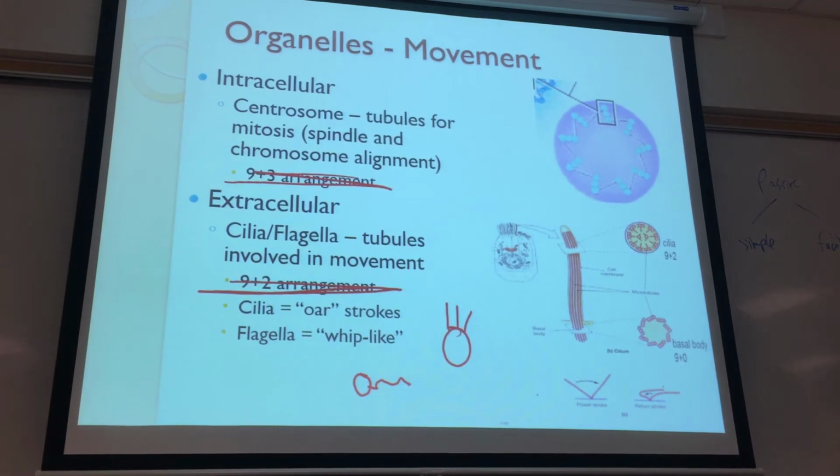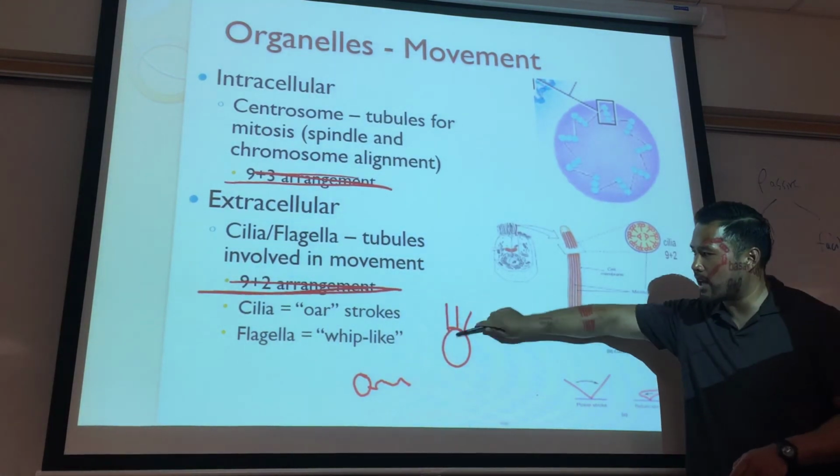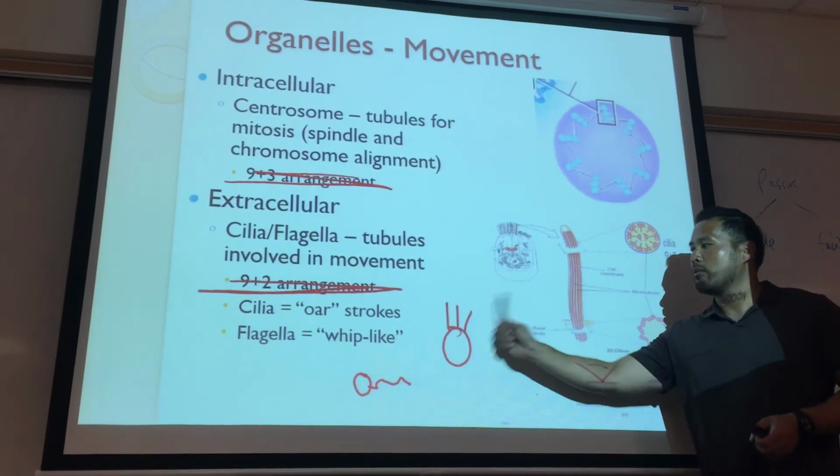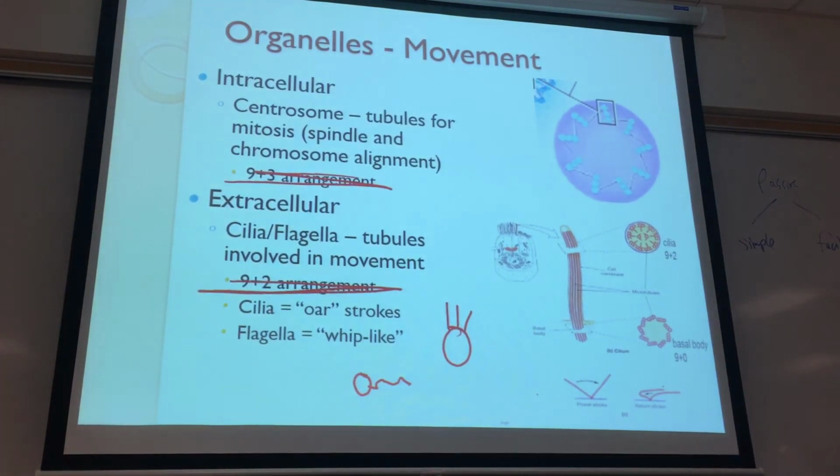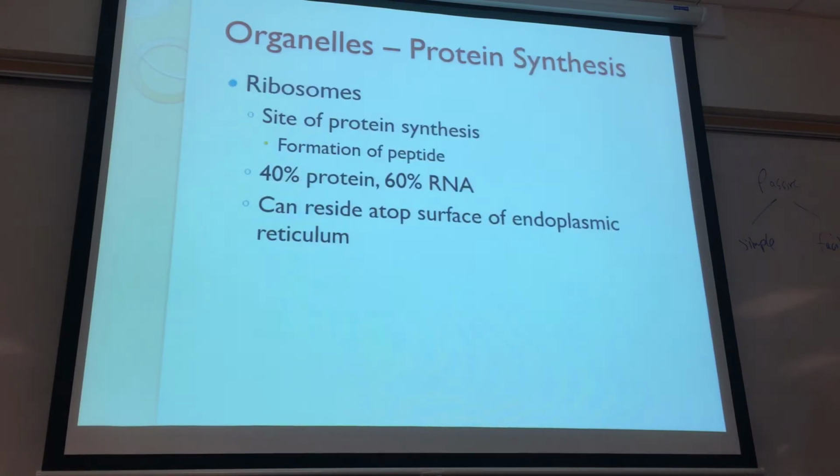But intracellular centrosomes, extracellular cilia, which we'll be able to see in our respiratory lecture, are typically found on the top, the apical side, the top of the cells, to allow movement of stuff exposed in that cavity.